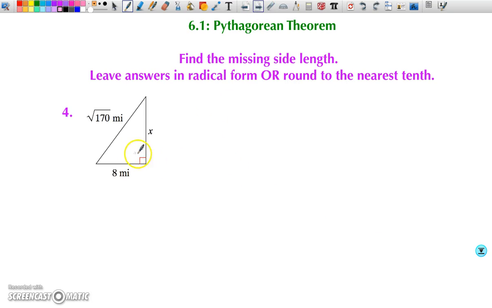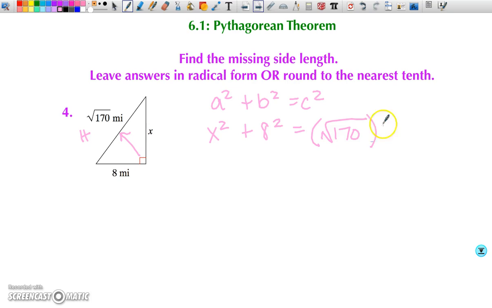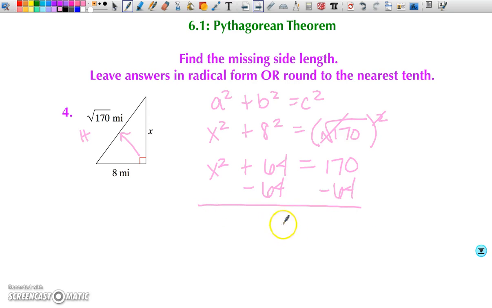Now in your fourth example, again, hypotenuse across from the right angle, so a squared plus b squared equals c squared. Plug in x squared plus 8 squared equals, and remember to use parentheses around your square root number here, your square root of 170. So we get x squared plus 64, and this you don't even need a calculator for because your square and your square root are opposites, so it's just 170. Subtract 64 from both sides of your equation to get x squared equals 106.